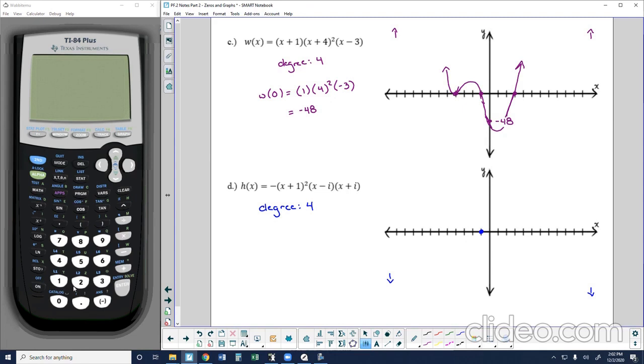Now, if I want to find the y-intercept, I do need to substitute in 0. So I would have 1 times negative i times positive i. Remember, i times i is i squared. So this is basically negative 1 times negative i squared. i squared is negative 1. So I have negative 1 times a negative 1, which all of this comes out to be negative 1.